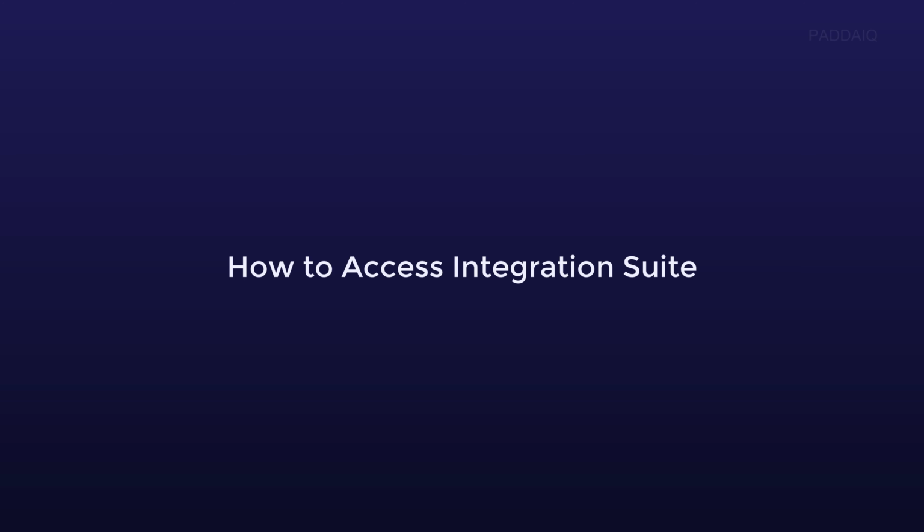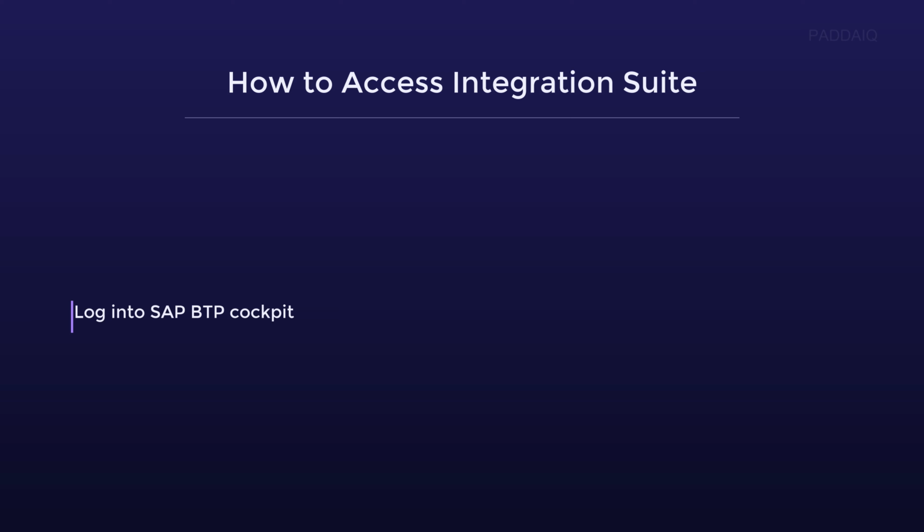Accessing the SAP Integration Suite. Log into SAP BTP Cockpit. This means going to the SAP Business Technology Platform website and signing in with your user credentials. For example, an employee at a retail company enters their username and password to access the platform's services. This initial step is essential to begin using the Integration Suite.